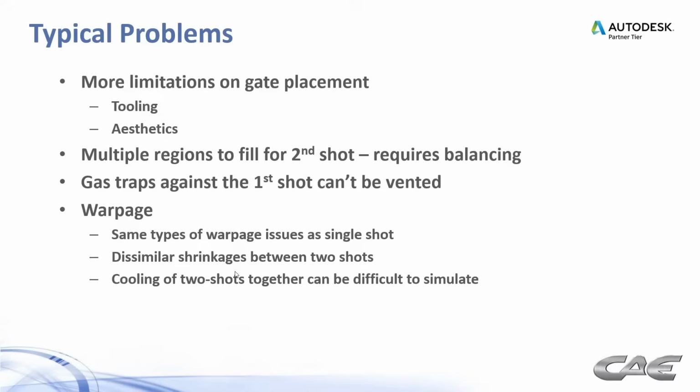And then, of course, we have warpage. It's the same types of warpage issues you get with a single shot, oftentimes, but in this case, now we're dealing with dissimilar shrinkages, oftentimes between the 2 shots. So you have to account for that when you're thinking about warpage. And then sometimes the cooling of the 2 shots together can be difficult to simulate. So of course, cooling matters, and we have to find some way to account for that when we're thinking about warpage, because obviously cooling is a big contributor to warpage. And we also have bonding of materials can be an issue.